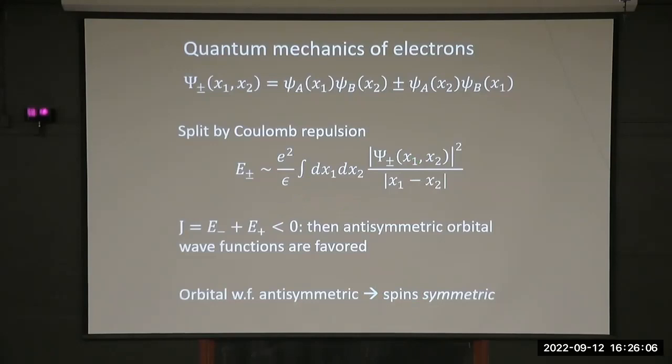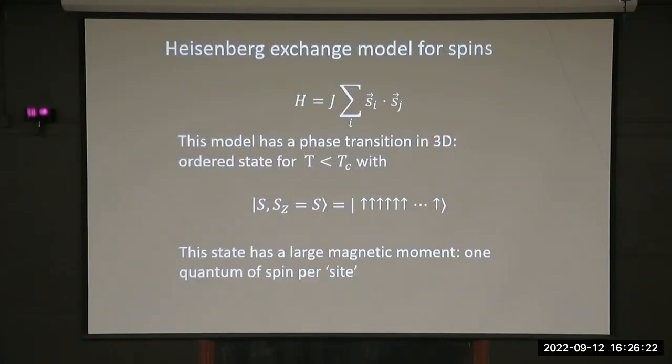Another way to think about this is that if electrons are repulsive, then if you have a state where their orbital wave function has to be antisymmetric, they can't possibly overlap, right? Which means that state will minimize repulsion compared to one where they can overlap. So that difference is going to induce essentially a coupling between the spins of the electrons, which is just that energy difference.